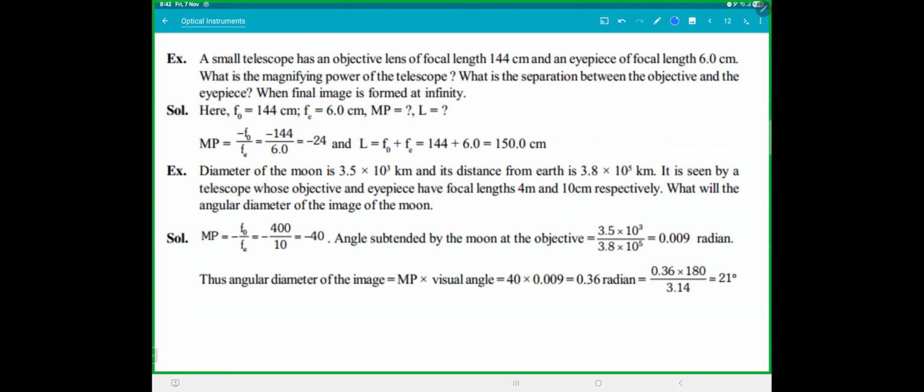Look at the first question. I'll just show you one. A small telescope has an objective lens of focal length 144 centimeters. The eyepiece is 6 centimeters. Find the magnifying power of the telescope, F naught by FE, and the length of the telescope, F naught plus FE. That is a proper Mains level question. And he said the final image is at infinity, so he's asking for normal adjustment. Have a look at both the questions now. Take a minute, try to solve, and then you see the solution.